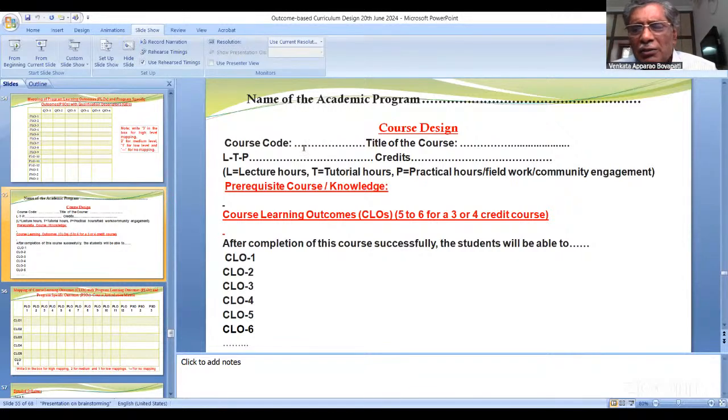Generally, I advise if the students are interested in choosing a particular course, all electives must be offered, whatever you have mentioned. Even if at least you make a guideline, 5 students must be there for a particular elective. So you should offer. Accordingly, the faculty must be equipped. Then prerequisite knowledge, course outcomes 5 to 6 for a 3 or 4 credit course.